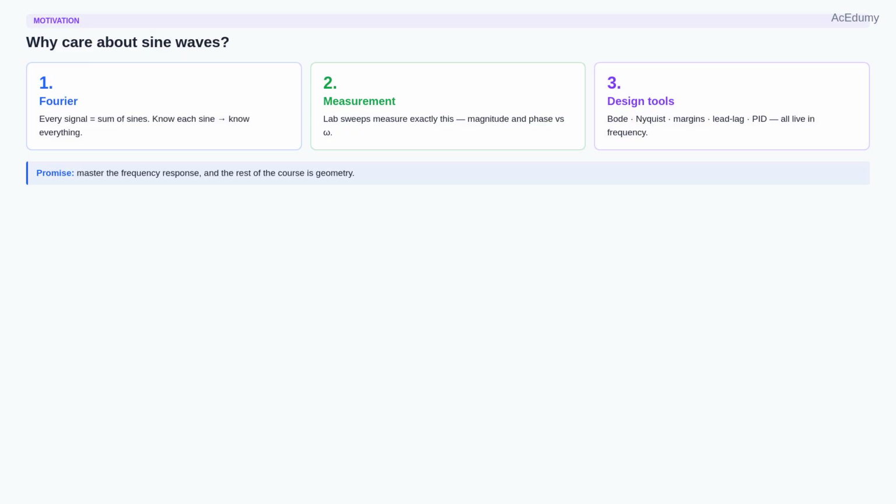Second, frequency response is what we measure in the lab. Drive a sweep into the system, plot magnitude and phase versus frequency. The curve we get is the system in a different language. Third, every classical design tool from here on, Bode plots, Nyquist stability, gain and phase margins, lead lag compensators, PID tuning, lives in frequency space. Master the frequency response and the rest is geometry.